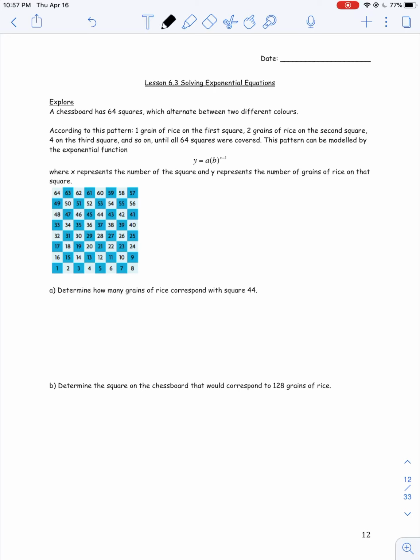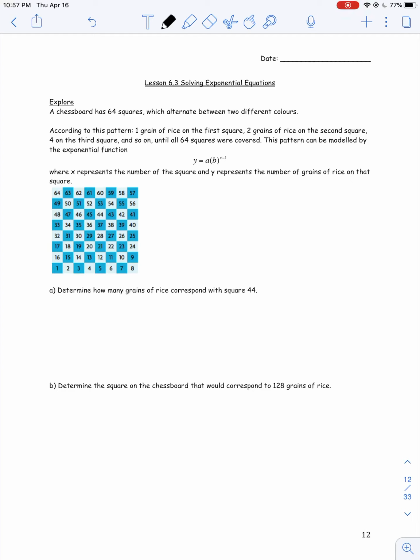Hey Math 30-2 students, we're looking at lesson 6.3, solving exponential equations. So what they're telling us is a chessboard has 64 squares which alternate between two different colors. According to this pattern, 1 grain of rice was placed on the first square, 2 grains of rice are given on the second square, 4 grains on the third square, and so on until all 64 squares are covered.